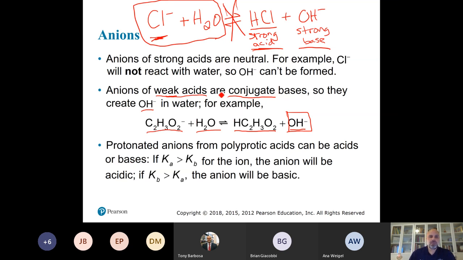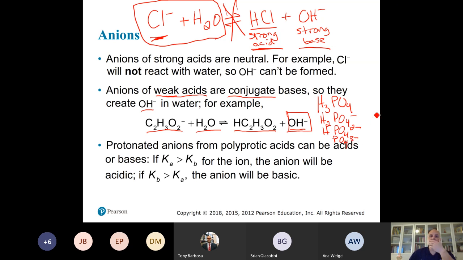So, and then down below it says protonated anions from polyprotic acids can be acids or bases. So now we're talking polyprotic, right? Polyprotic acids, if we had examples in the past, for example, H3PO4, then it can become H2PO4 minus, HPO4 2 minus, and then the PO4 3 minus.